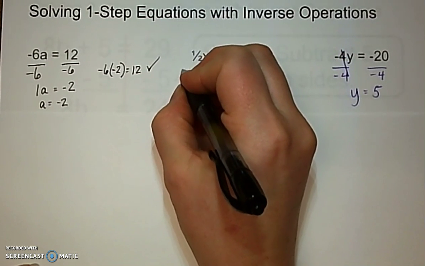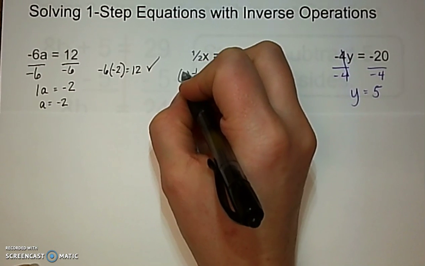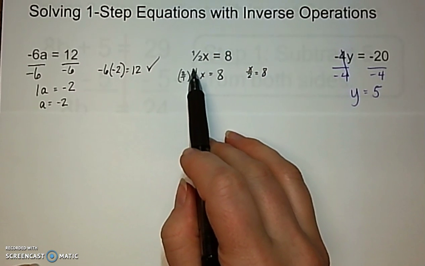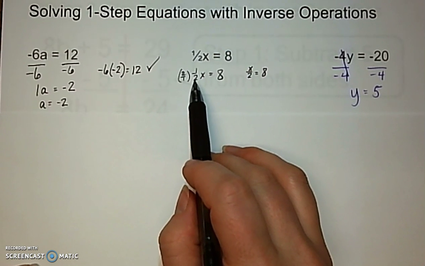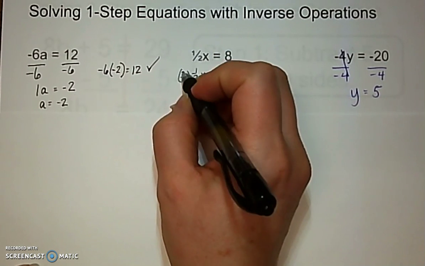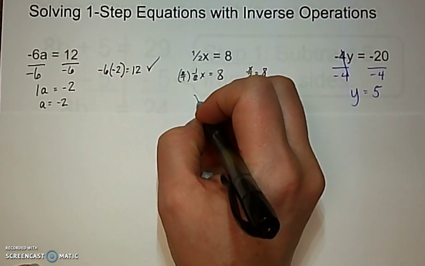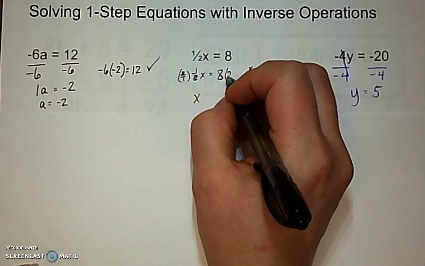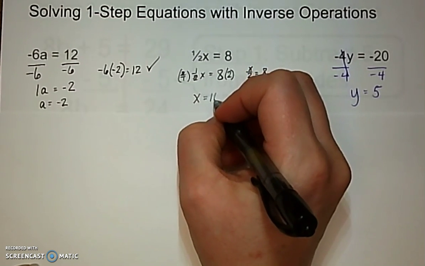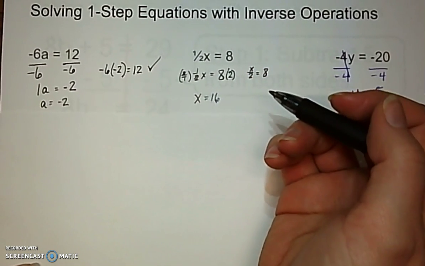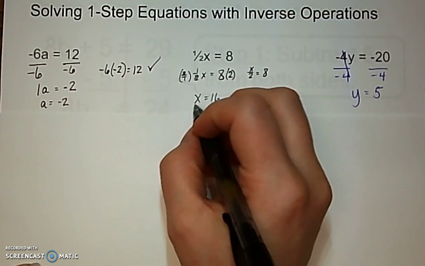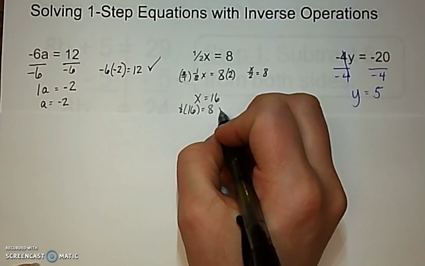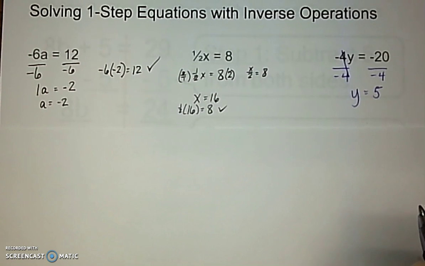So I can either multiply by the reciprocal of this number, so that 2 times 1 is 2, 1 times 2 is 2, 2 over 2 is 1, or I could cross-reduce ahead of time. Either way, I end up with an x there. And I'm going to multiply this side by 2 as well, and so I get an answer of 16, and half of 16 does indeed equal 8 there.